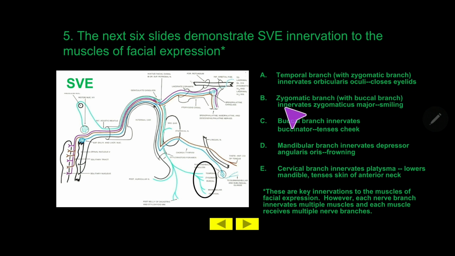The other one is the zygomatic branch. The zygomatic branch, along with the buccal branch, remember, innervates the zygomaticus major muscle, and that helps in smiling. Then you have the buccal branch, which innervates the buccinator, and the buccinator tenses the cheeks, pushing the food from the gingivo-buccal vestibule in between the teeth. Then the mandibular branch innervates the depressor anguli oris and the muscles at the chin and below the lips, right?